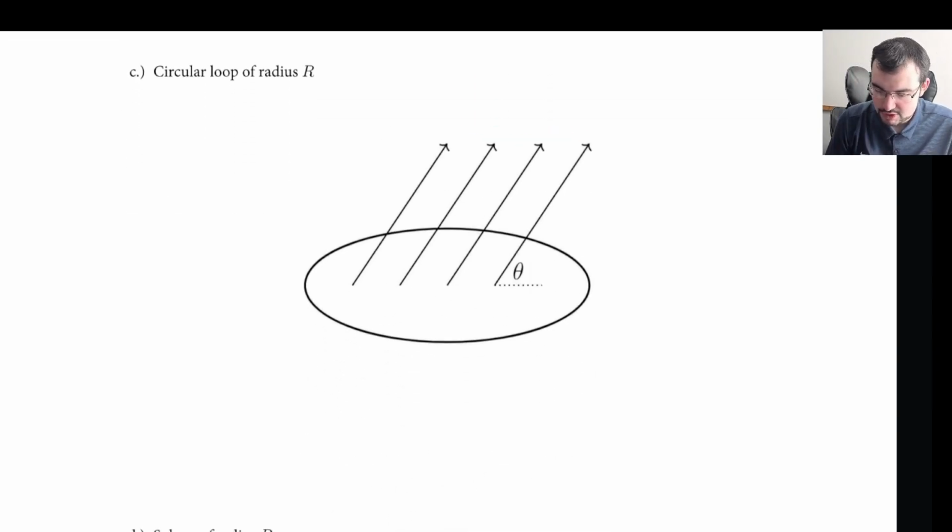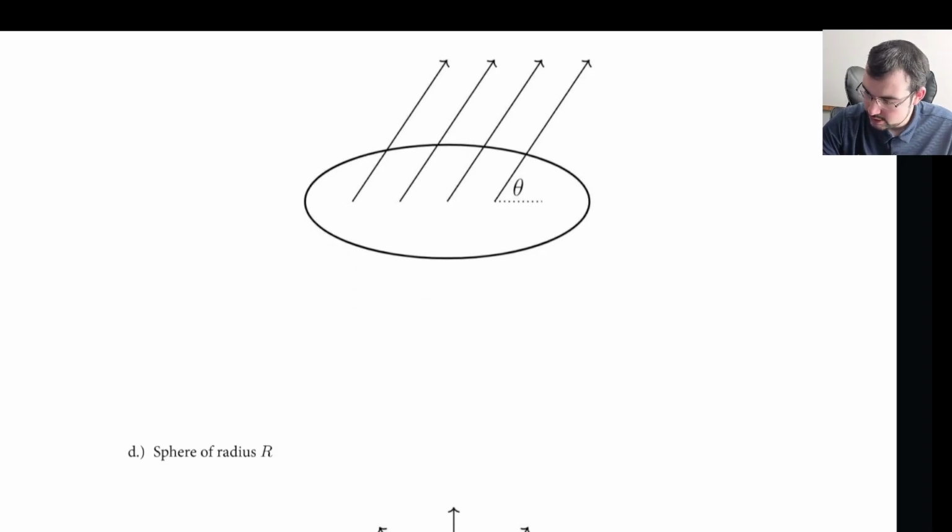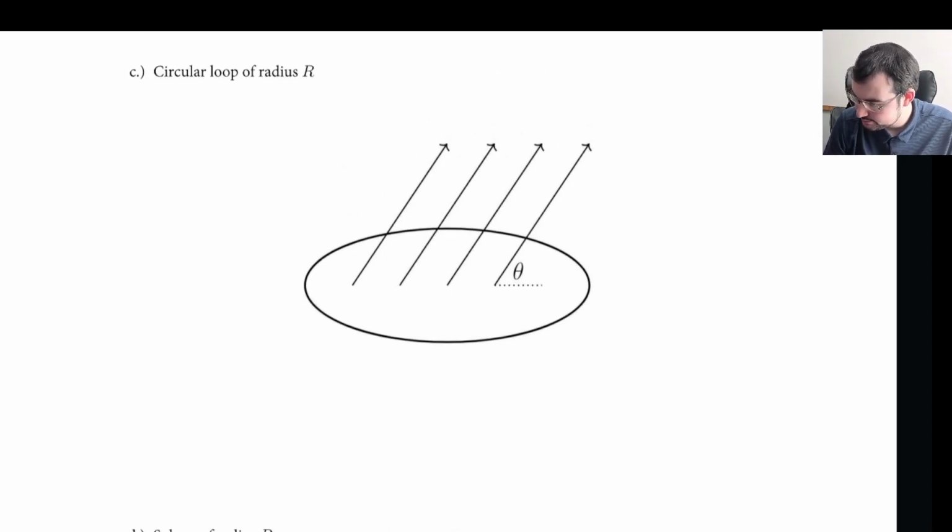Again, here's our same circular loop of radius r, except now our field is tilted at this angle theta. So if we try to draw our components again, I might break it apart like this. I have this component right here, that's the part of the field that's not doing anything. So I'm not interested in this green component of the field. But what I am interested in is this purple component up here, which is going to be E perpendicular.